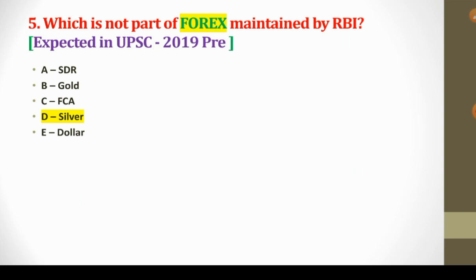Question number 5, which is not part of the forex maintained by RBI? That's an easy one. Option D, silver, will be the answer.